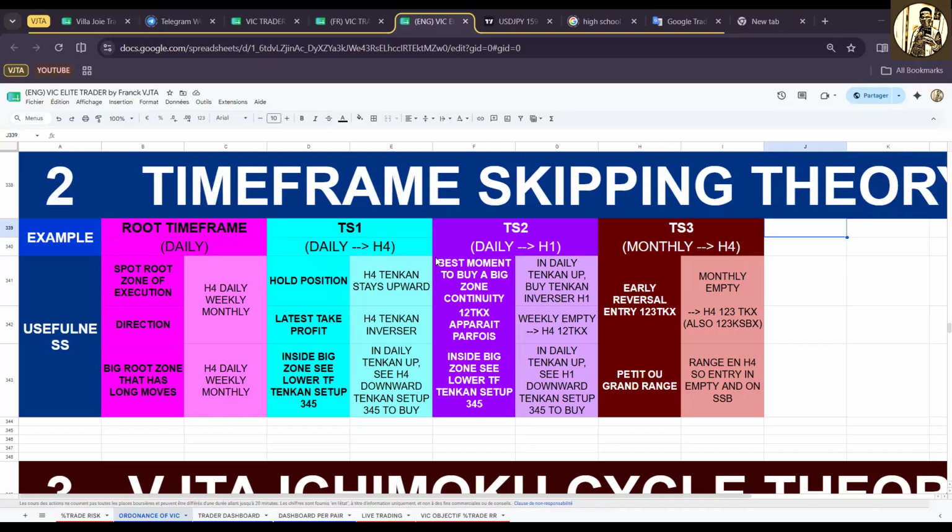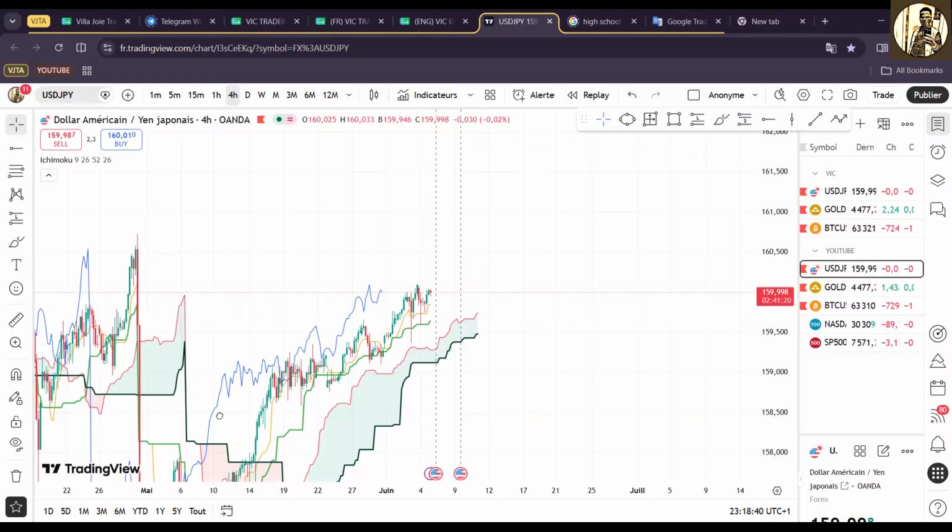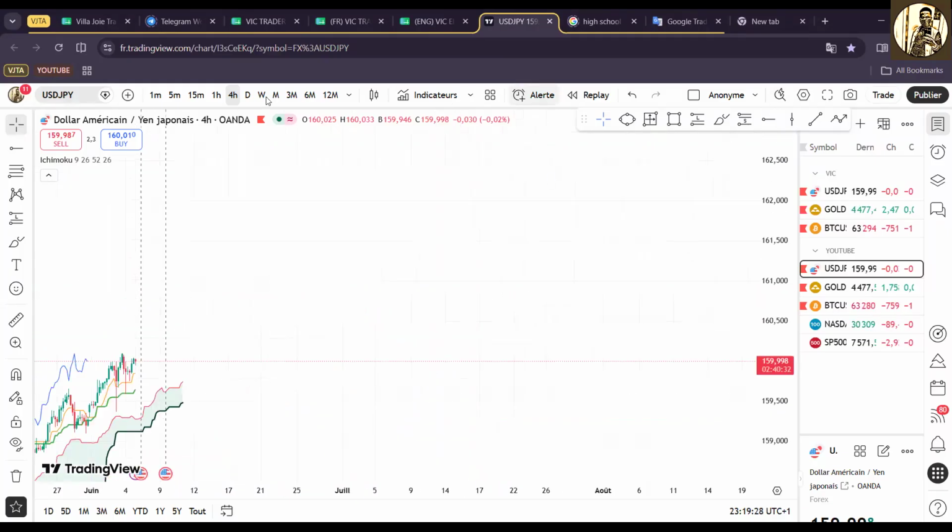Now we can talk about the time frame skipping theory. The theory works this way. First of all, you have the root time frame. The root time frame is where you take the direction and the big zones, the zones that have long moves, like monthly, weekly, daily, and H4, right? So you have something like this, the root time frame.